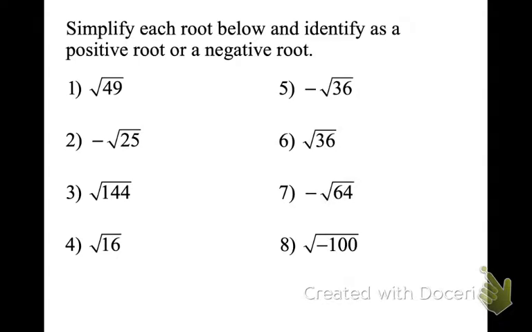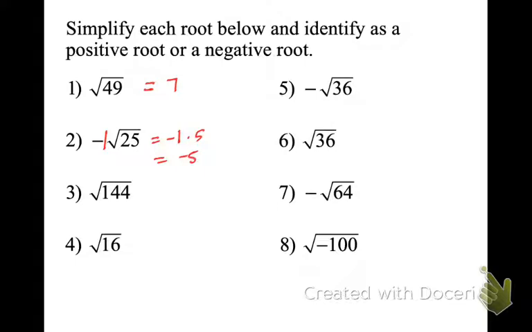Simplify each root below and identify it as a positive root or a negative root. I'm going to start with number 1. The square root of 49 is equal to 7. Number 2 is like saying negative 1 times the square root of 25, so that's negative 1 times 5, which is negative 5. It's a negative root. Pause the recording and do 3 through 8.